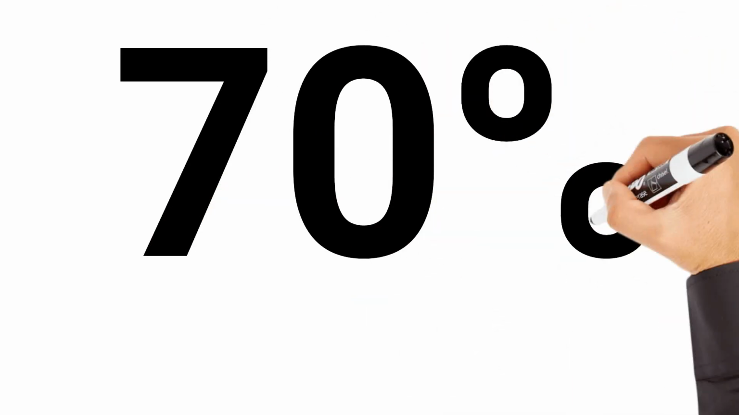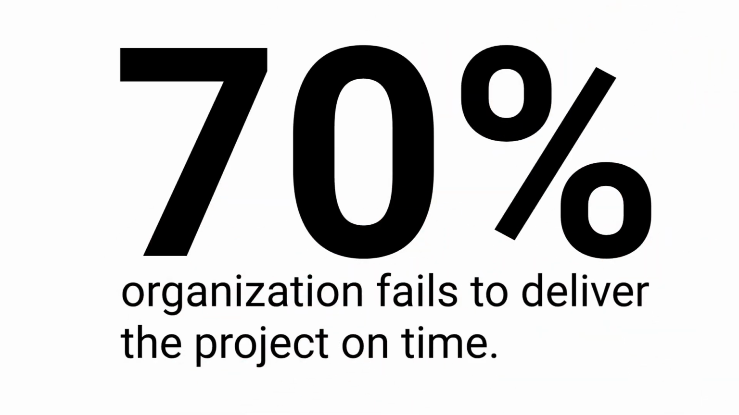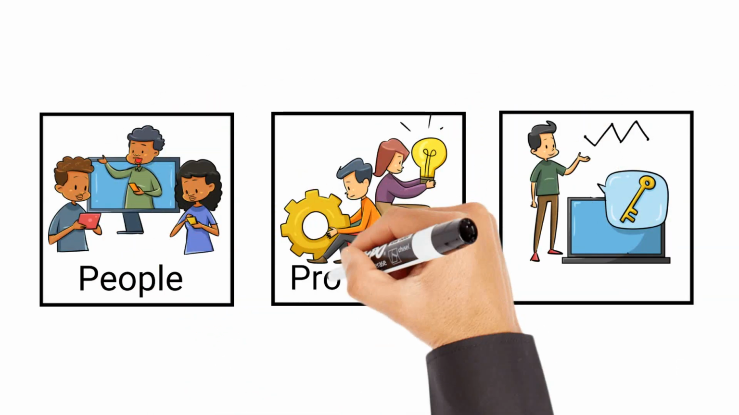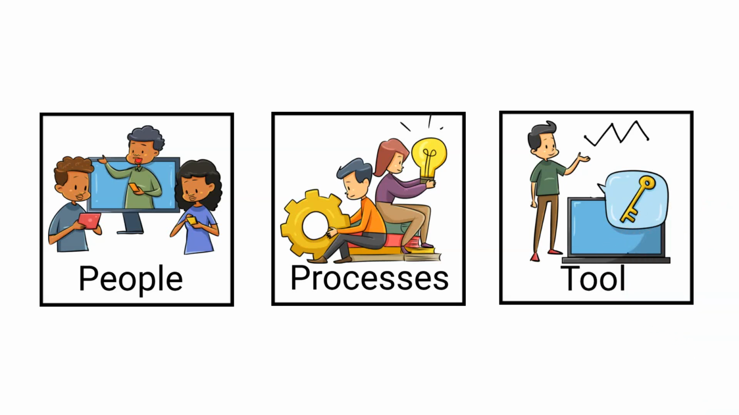Do you know 70% of organizations fail to deliver projects on time? Project management is all about finding the right balance between three flows, that is people, process, and tool. While project work is in progress, the harmony of these flows is continuously disturbed. They are usually bounded by the project constraints.